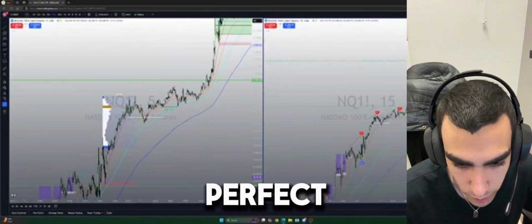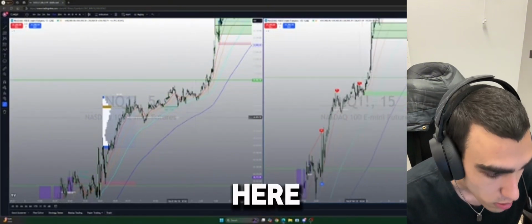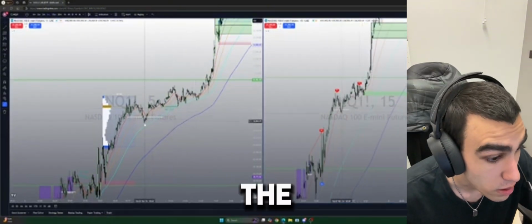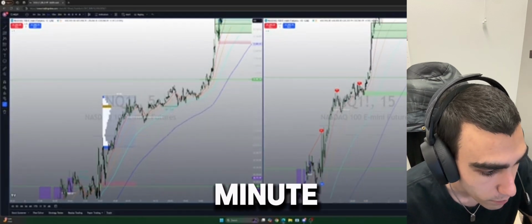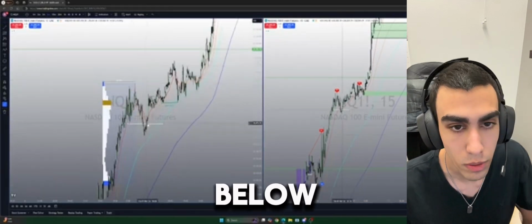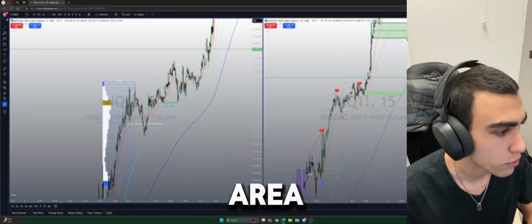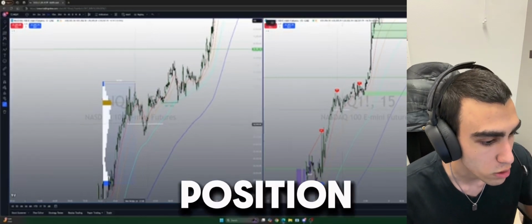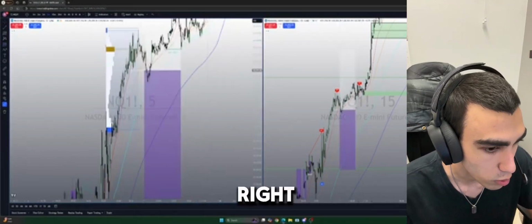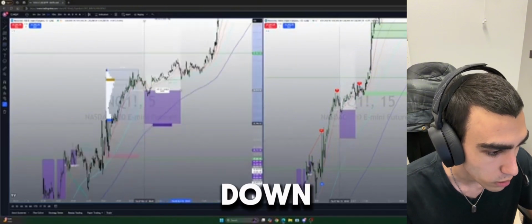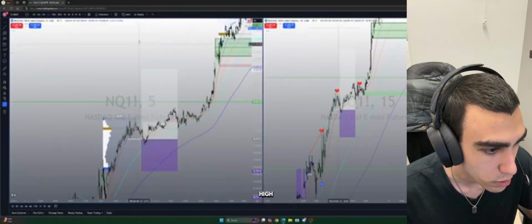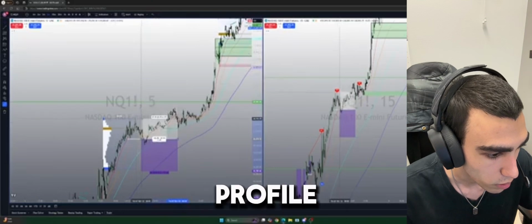So yeah, here. This is a perfect example. So here, on the 1 minute, right? Now this is actually the 5 minute. This is a good example, yeah. 5 minute, lower time frame. Price breaks below, and you're going to think to yourself, wow, perfect area. I'm going to short this position all the way to the next lower low, right? I'm going to short it all the way down to here. My stop loss will be that previous high, the volume profile.